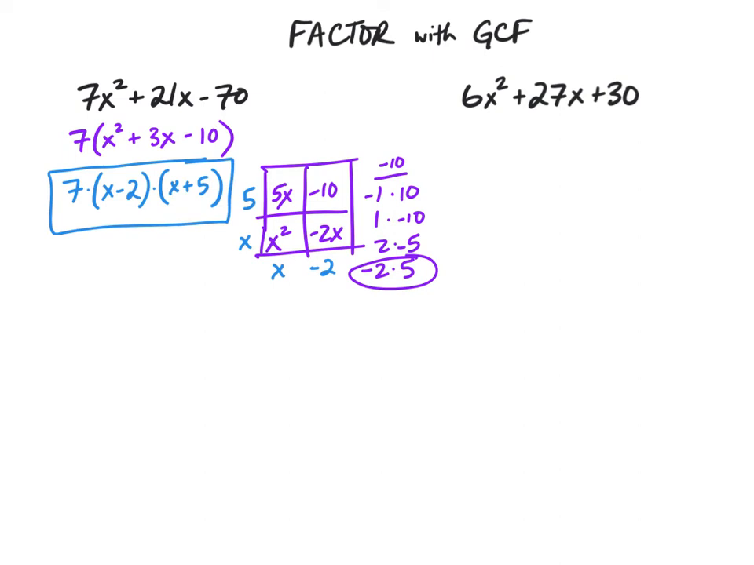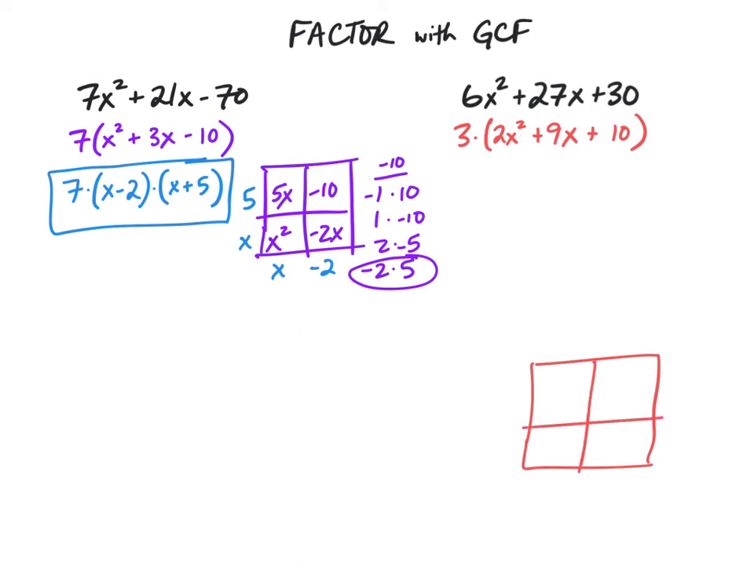All right, let's finish it up on this next one. I don't want to do 6 times 30 is 180. Does 6 go in? No, not quite. Ooh, 3 goes into all those. 3 goes into 6 2 times. And 3 goes into 27 9 times. And 3 goes into 30 10 times. That's going to make my box method much easier. 2x squared, 10. That means I'm factoring 20. 1 times 20, 2 times 10, 4 times 5. I'm looking for 9. There it is, 4x and 5x.